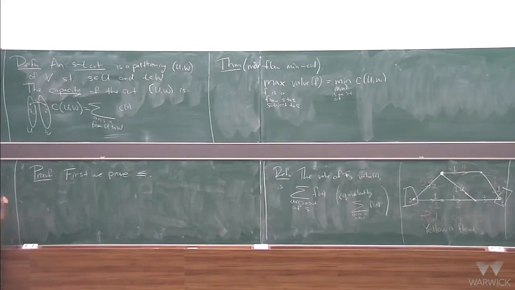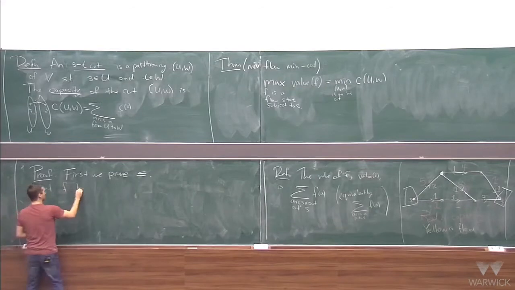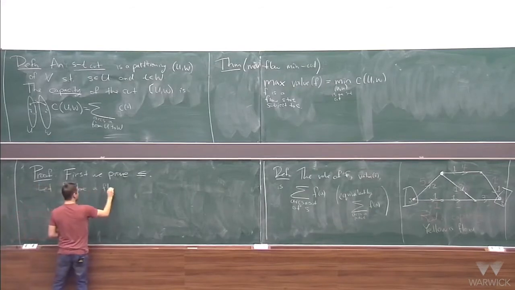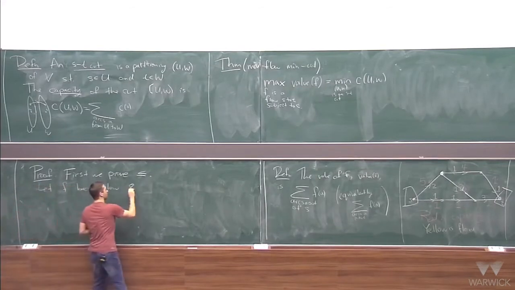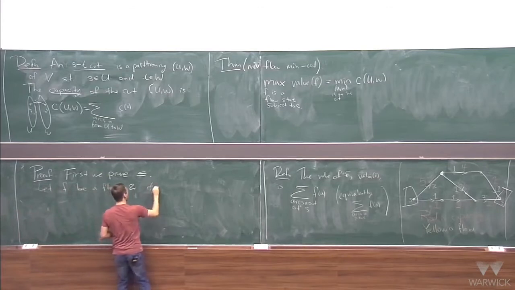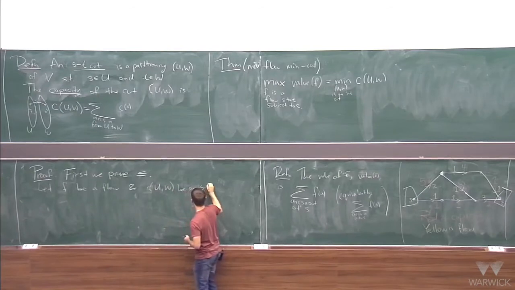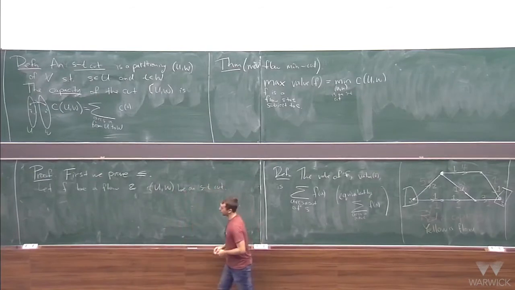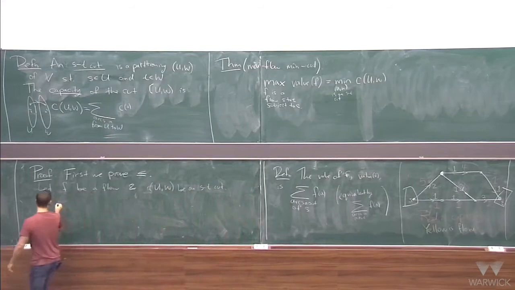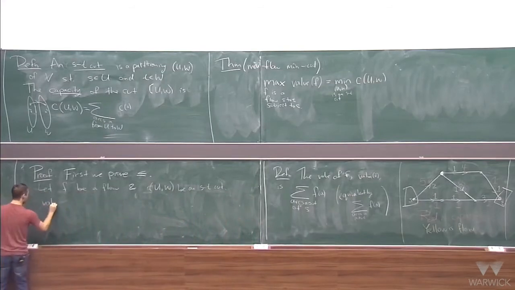That's the same as proving that for every flow, the value of F is at most the capacity of every cut. So we just let F be a flow, of course a flow which is subject to C, and UW be a cut, an ST cut. Right, and now we just do a bit of algebra. So what is the value of F?